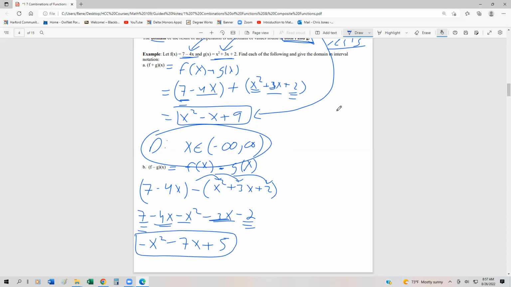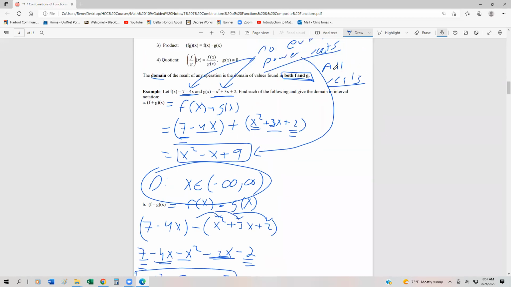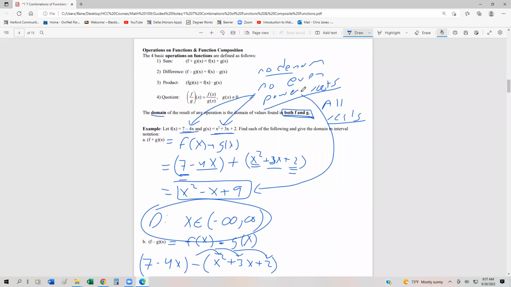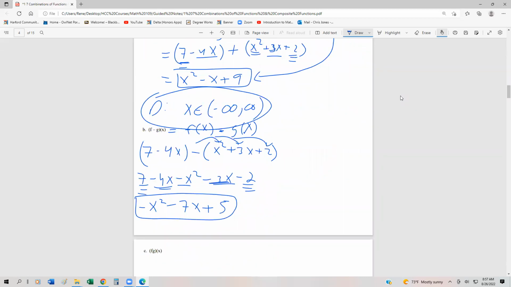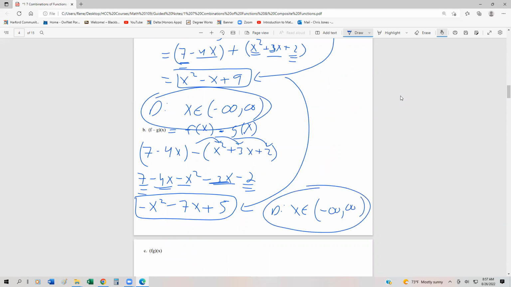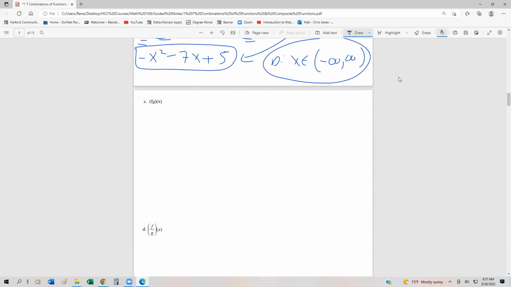And once again, we notice that there are no denominators, there are no even power roots. And once again, that means that the domain is going to be all real numbers. And so our domain is going to be x as an element of negative infinity to positive infinity. Right?